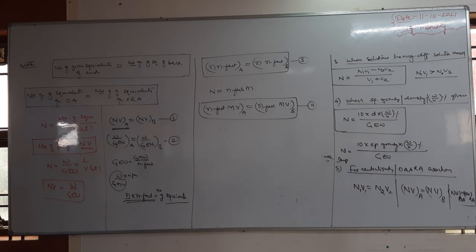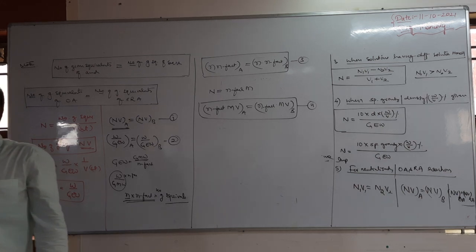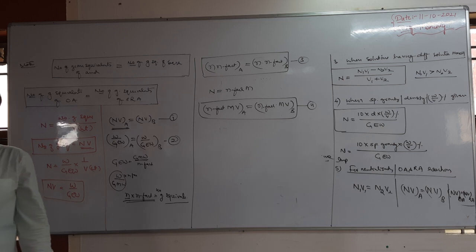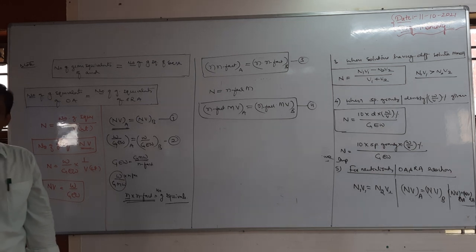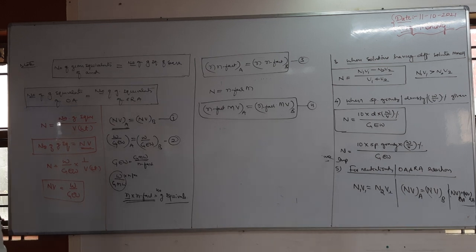Similarly, for an oxidizing and reducing agent, let us take potassium dichromate as the oxidizing agent and ferrous ammonium sulfate, FAS, as the reducing agent. If I take 20 gram equivalents of potassium dichromate, it reacts with 20 gram equivalents of ferrous ammonium sulfate, that is FAS. That means in neutralization reactions and oxidizing-reducing agent reactions, this should be used.